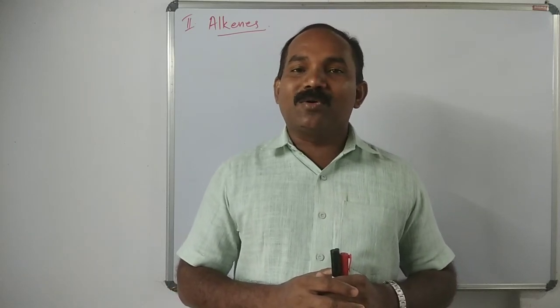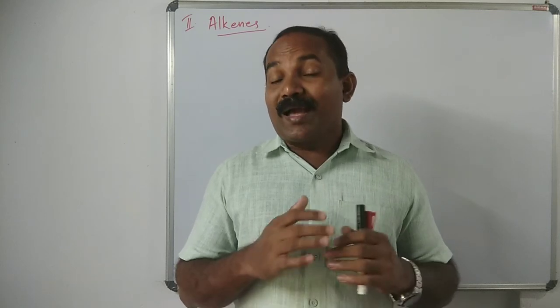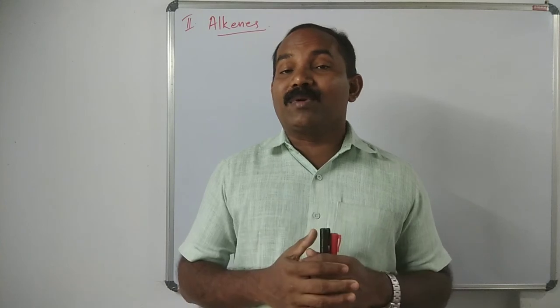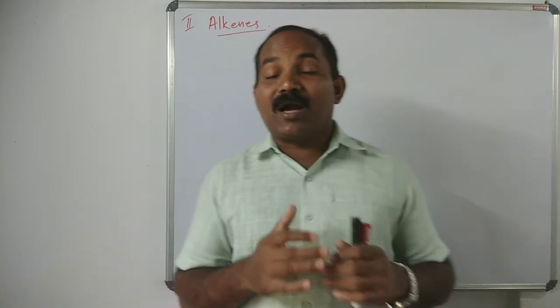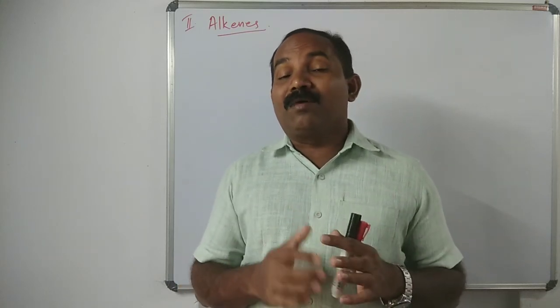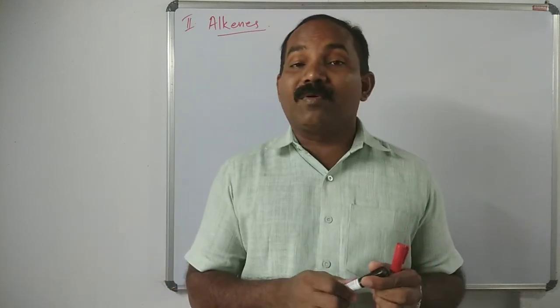In this section we are going to discuss alkenes. What are alkenes? Alkenes contain carbon-carbon double bonds. The general formula of alkene is CnH2n. What is the general formula of alkene?